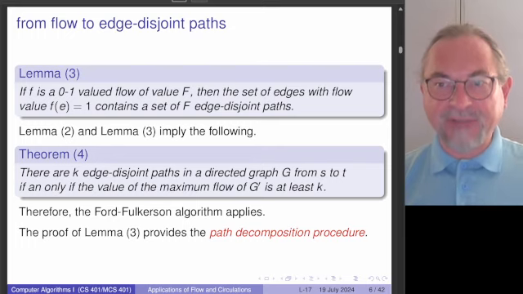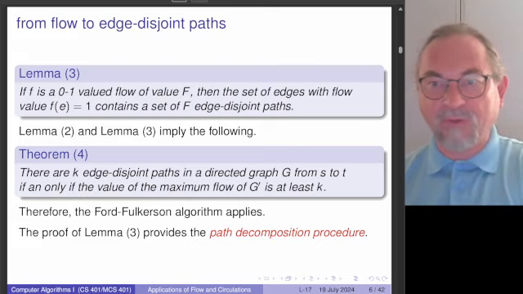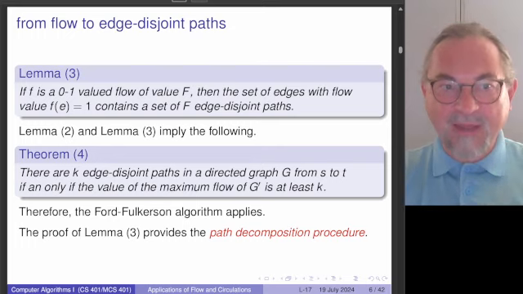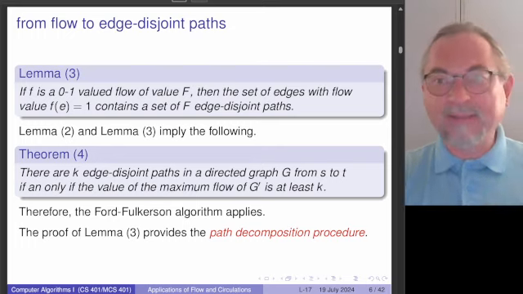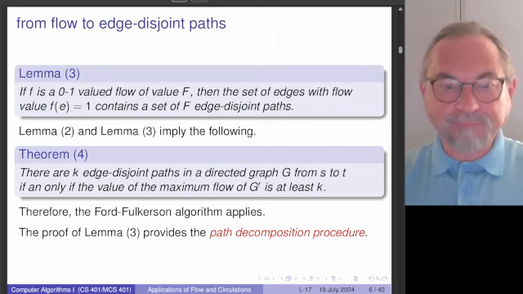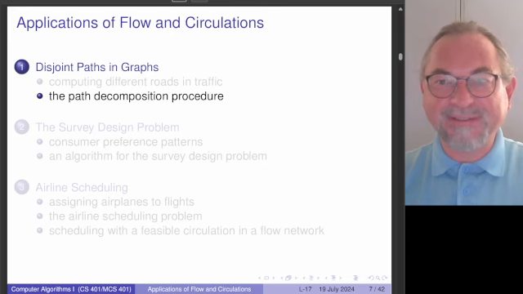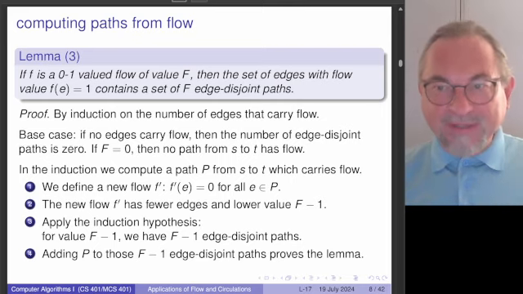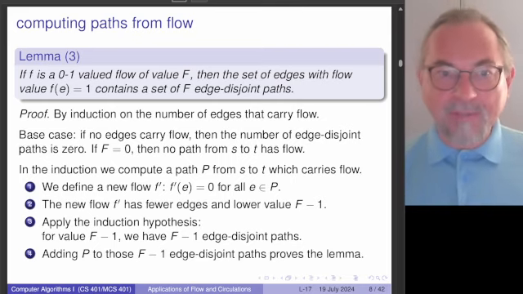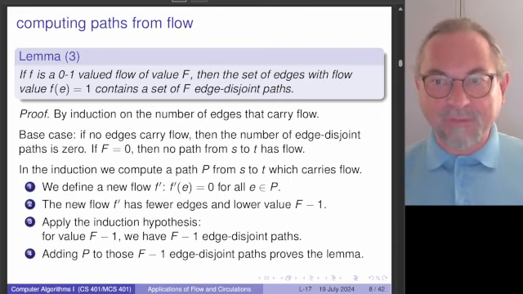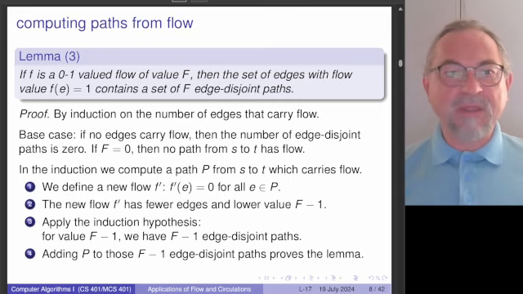So if we have the edge disjoint paths, we can define a flow. That was the first lemma. But now the second lemma says that if you have flow of a certain value, then you also have that many edge disjoint paths. Now, how do you compute them? So that's actually the point in this second lemma. So we will do two things. The lemma will be proven, but at the same time, we will actually also give an algorithm. So the path decomposition procedure.